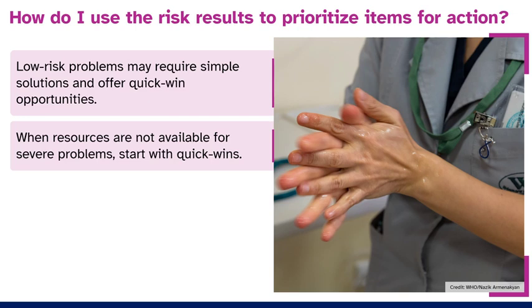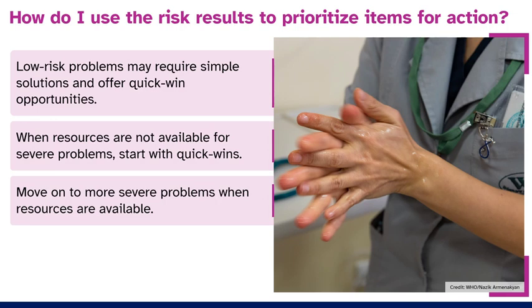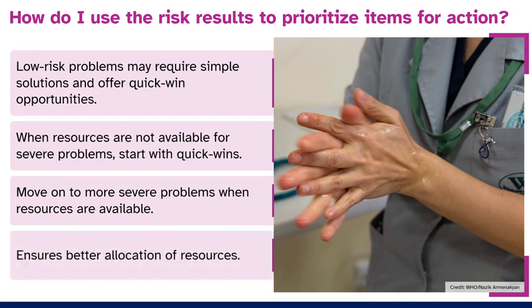Often, the resources required to address the most severe risks are not immediately available. In these instances, it is better to start with the so called quick wins than to take no action while waiting to address the biggest issues. High risk issues may need immediate attention, but lower risk ones should not be overlooked indefinitely. This strategic approach ensures a balanced allocation of resources, promoting continuous improvement across the facility.